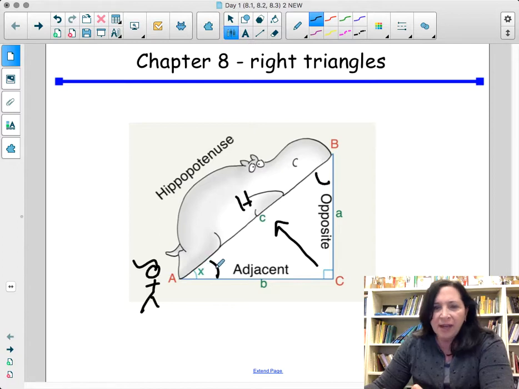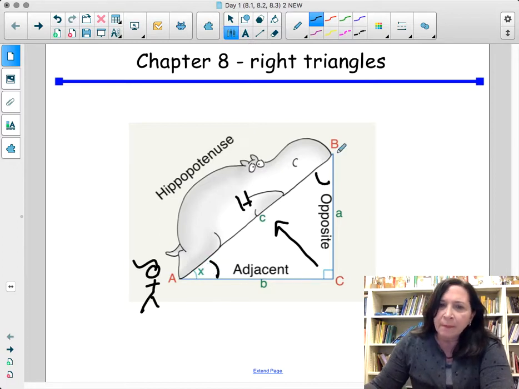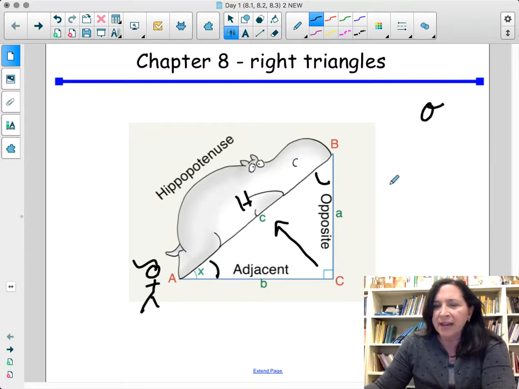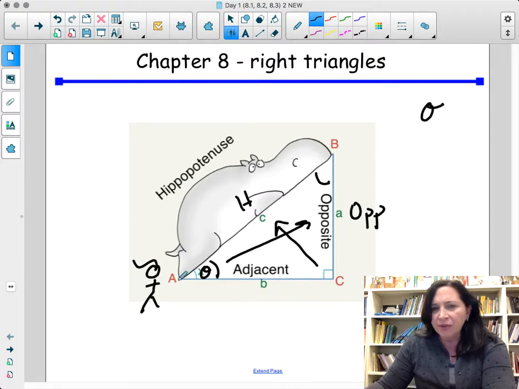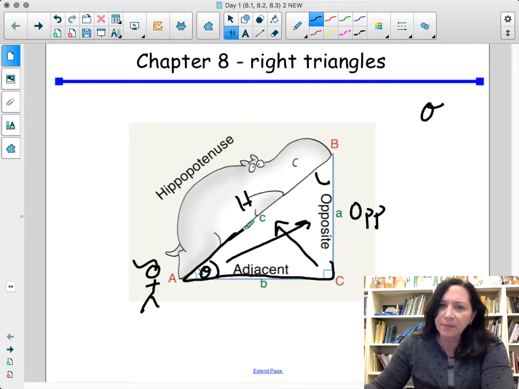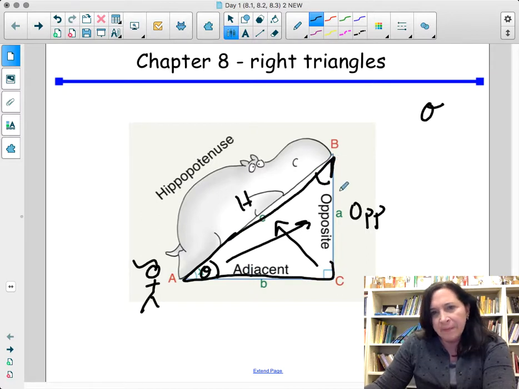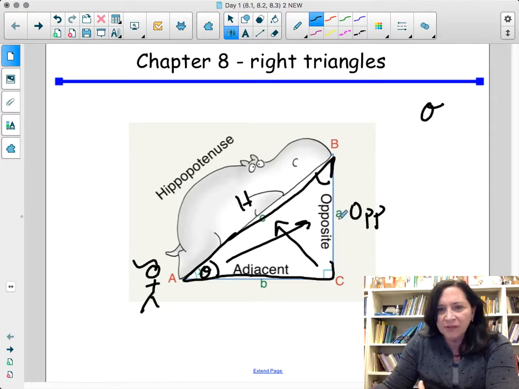Just for reference, let's say you are standing here at this angle, okay? We're going to call this X, or you could call it theta. Theta is an angle. If you were standing at this angle and looking across from you, that would be the opposite side. It's kind of like taking your arms and surrounding this side; that would be the opposite side, okay?